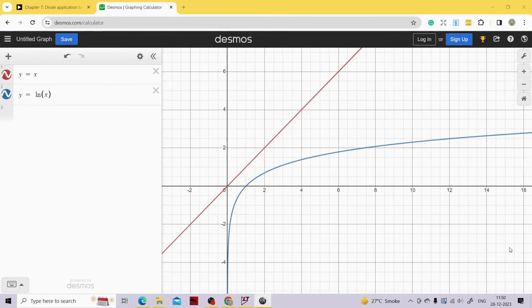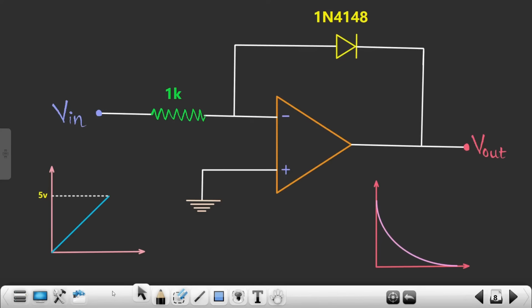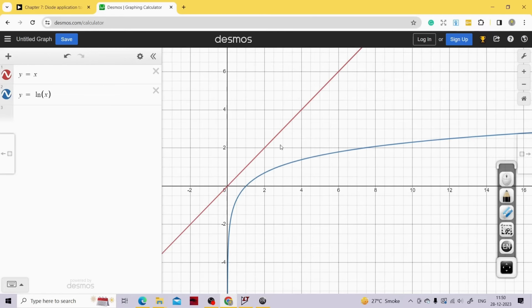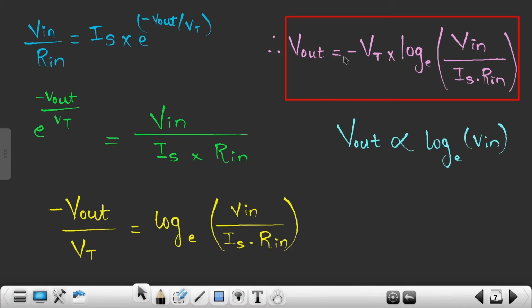So now let me go to the blackboard. Just by looking at the graph that we obtained on the graphing calculator, you might say that it is wrong, so our assumption is wrong. But my dear student, our assumption is not wrong. The thing is that we wrote the equation in an improper way, because if you look very clearly, our equation is v out is equal to minus of log of v in, right?